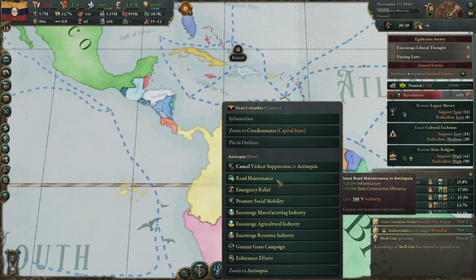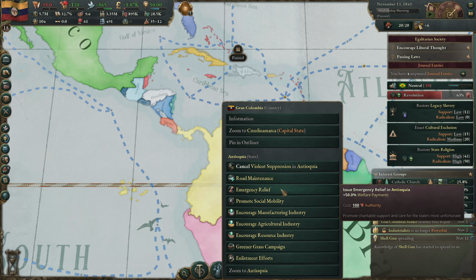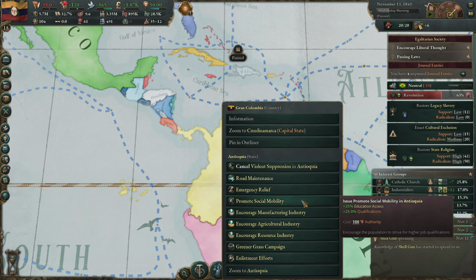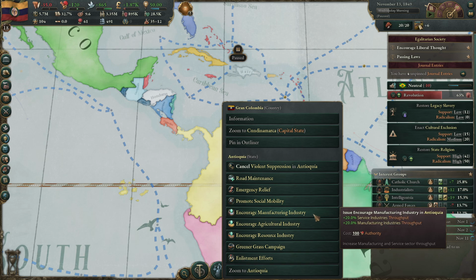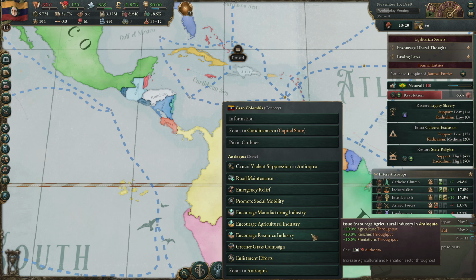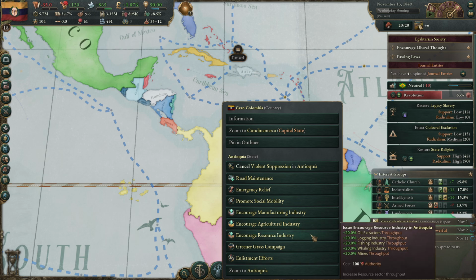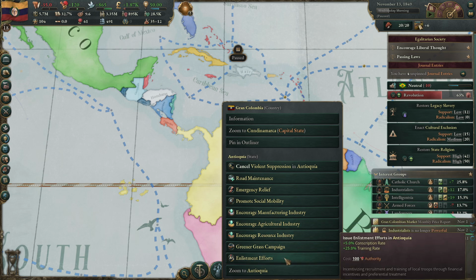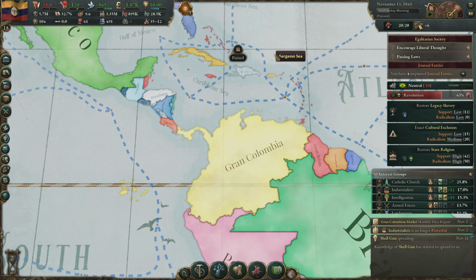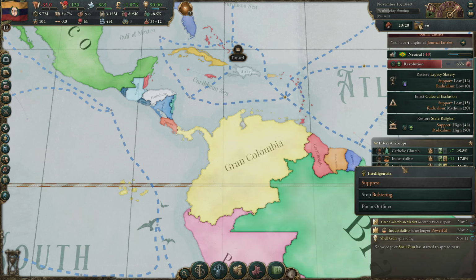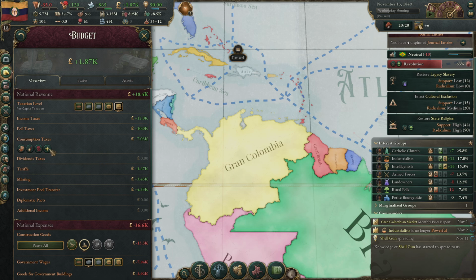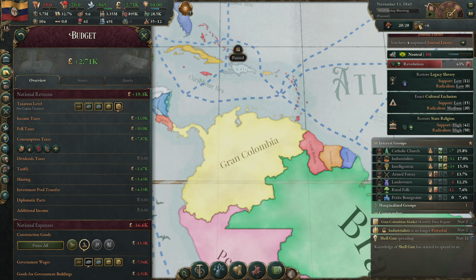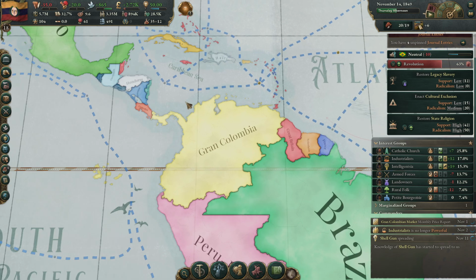Anything else I want to do? I could do some road maintenance. Education access, yeah, well, could be good. More throughput. Immigration, let's not use that. Am I bolstering the intelligentsia? Yes. Well, let's get a bit more money from coffee then. Still taxing the people like crazy.